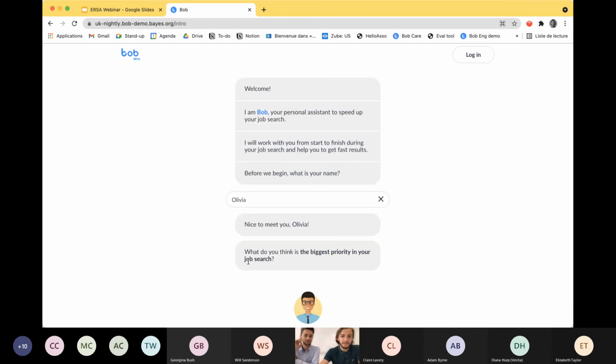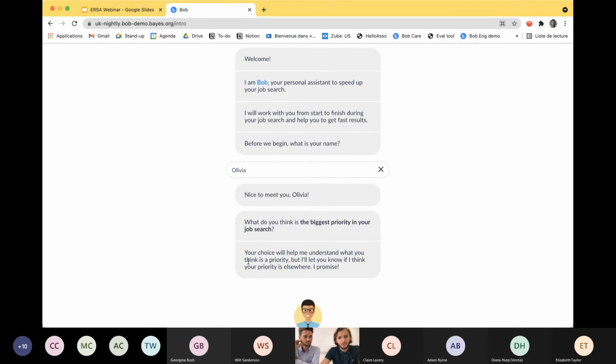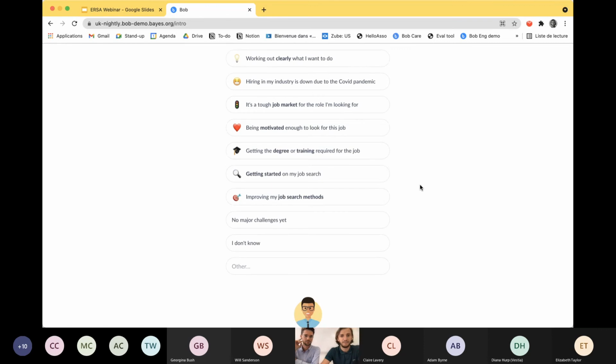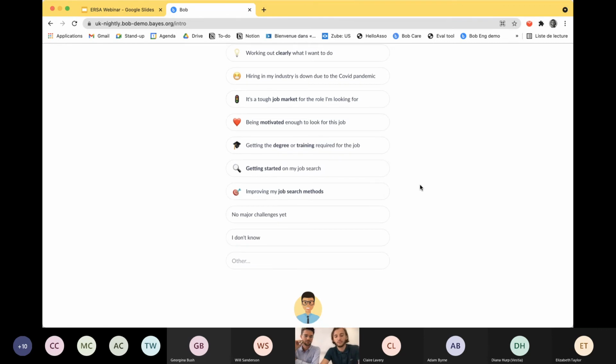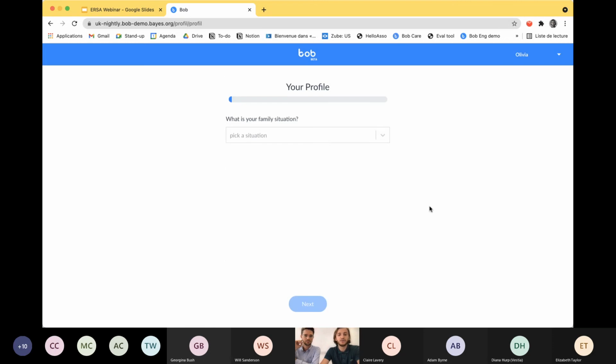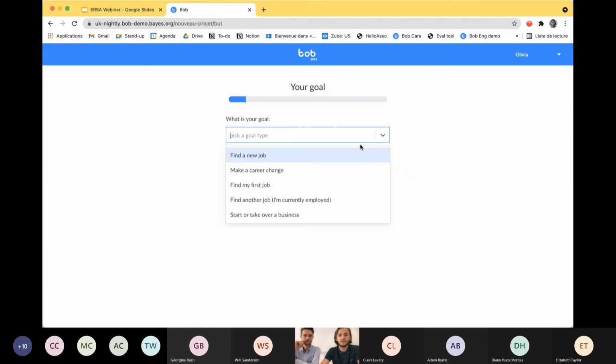It starts by asking the name, and then the first question is to ask what is the biggest priority the job seeker thinks they have. And I will explain to you later why we ask this question at the beginning. So, start the questionnaire. The questionnaire will gather basic data, starting with profile data, then go on with what is the goal of the person, of the job seeker.